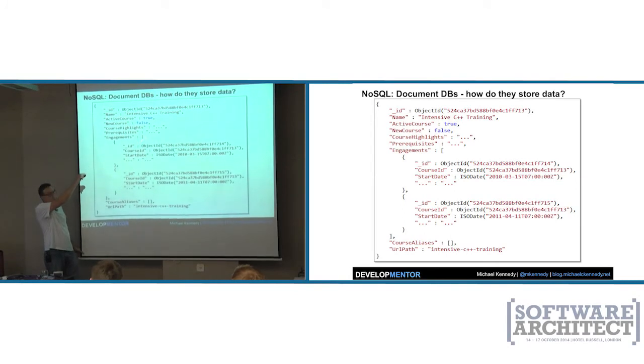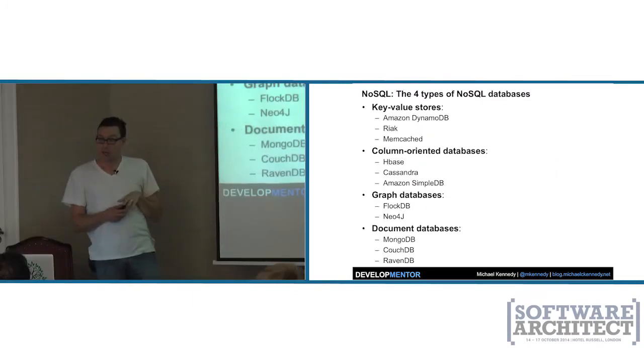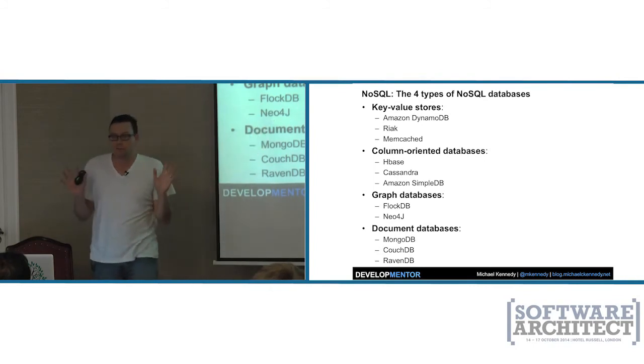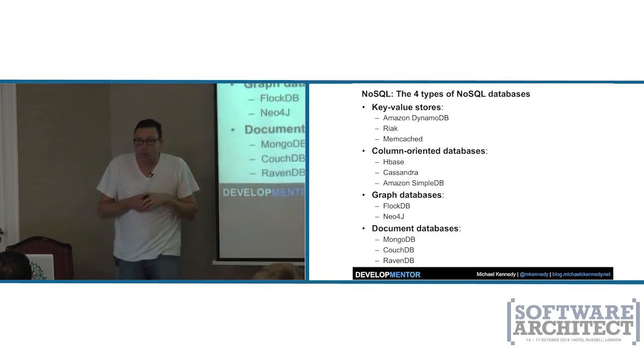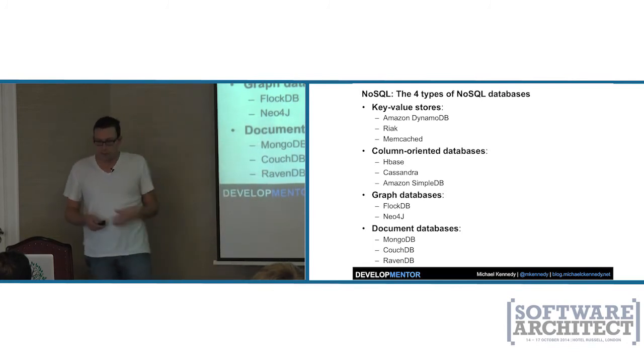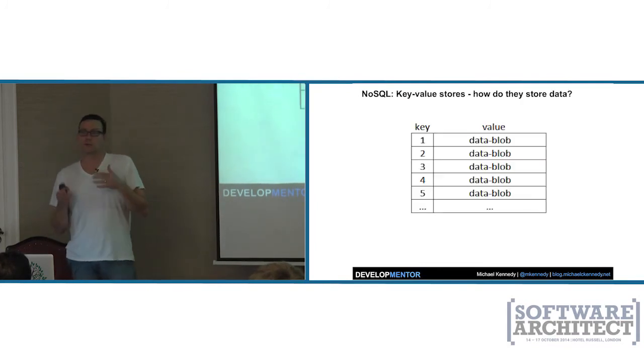We have graph databases like Neo4j. The J stands for Java, but you can access it from .NET and all sorts of languages. And then we have the document databases, CouchDB, RavenDB, and MongoDB. We're going to talk about Mongo mostly. I'll show you why if you guys haven't seen that. But first, let's look at the difference real quick.